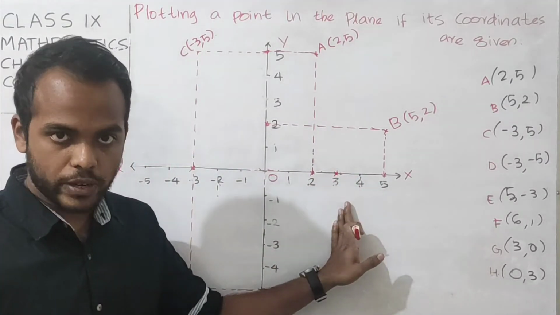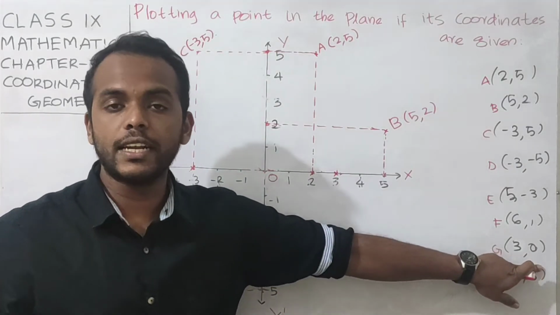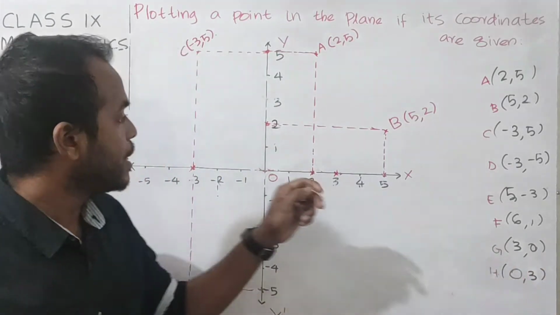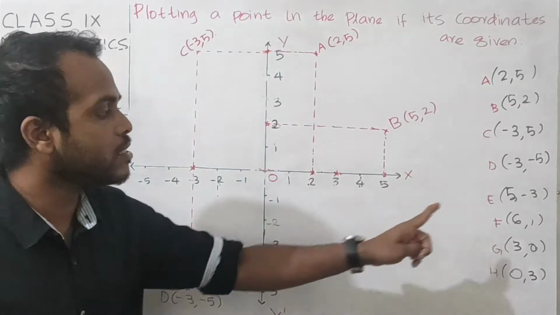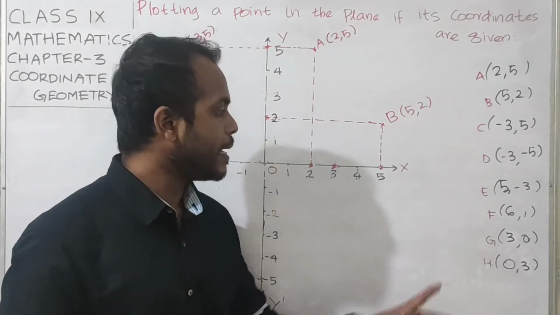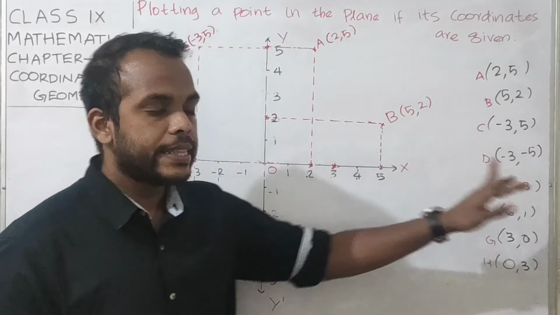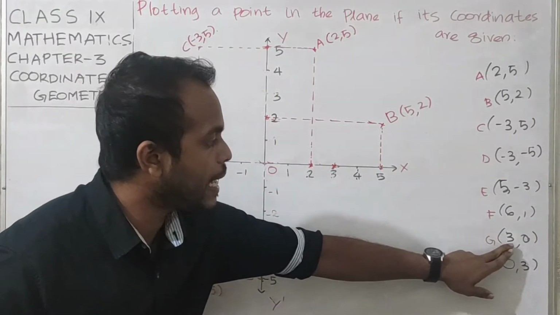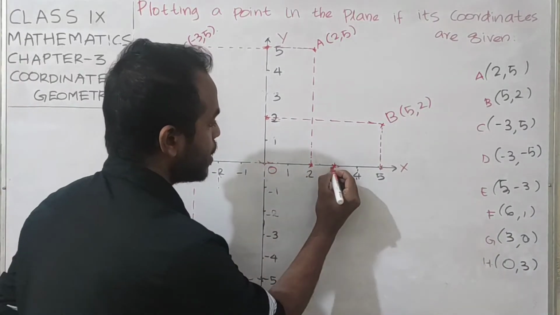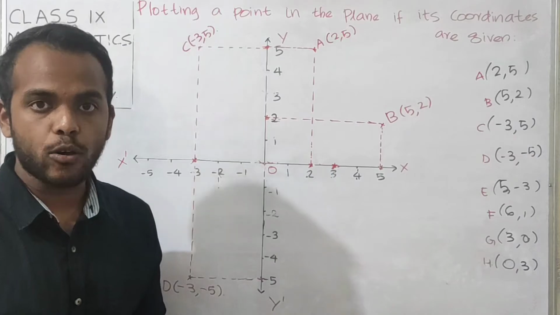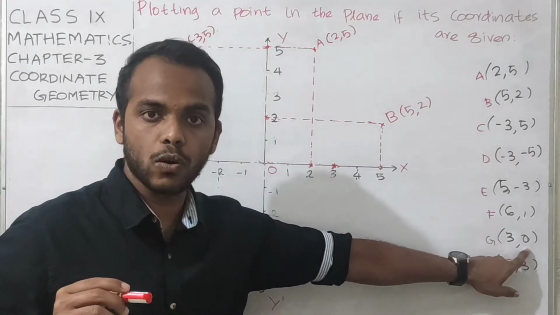This is our point 3. Now, what about the y coordinate? The y coordinate is 0. That is, the distance of the point from the x axis is 0. I repeat, if the point G is given to us as (3, 0), then what would we do? First we will see that the x coordinate is 3, so we will mark the point 3 over here and we will go for the y coordinate. If we look at the y coordinate, it's clear that it is 0.